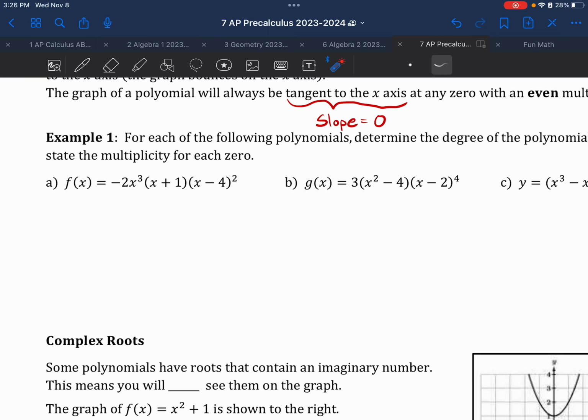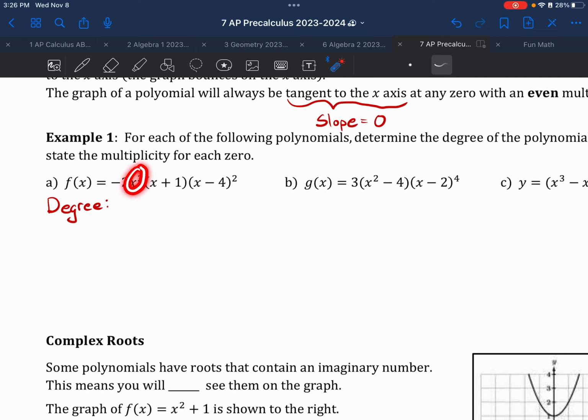So in A, it's already factored, so we can jump into the degree. The degree can be found by multiplying the highest powers. This hasn't been multiplied out. This +1 is not going to increase the power. This -4 is not going to increase the power as much as just this x and this x will. That -2 doesn't really matter that much. I care about the power of x's.